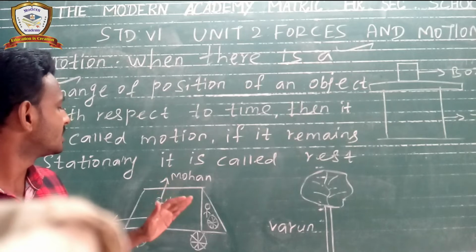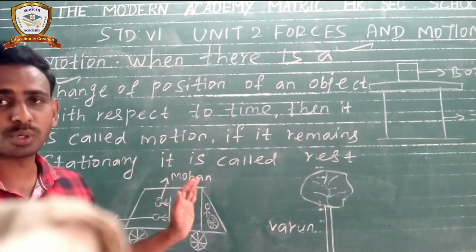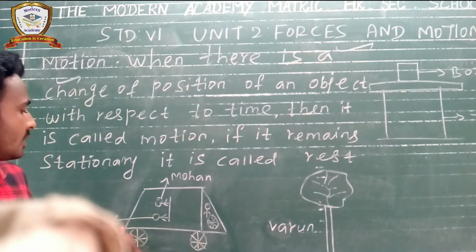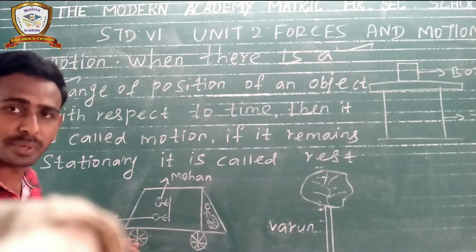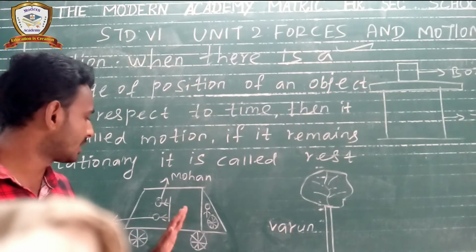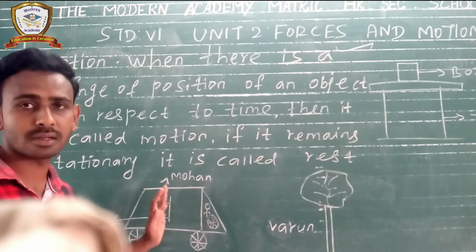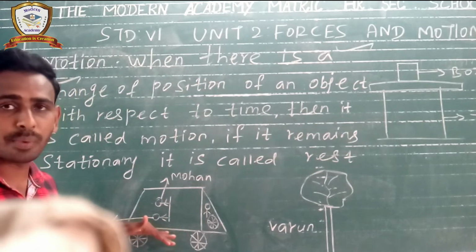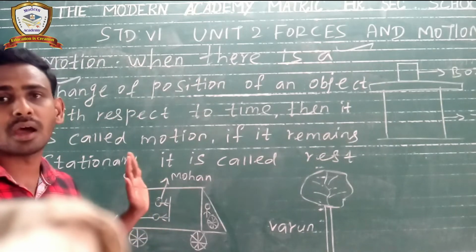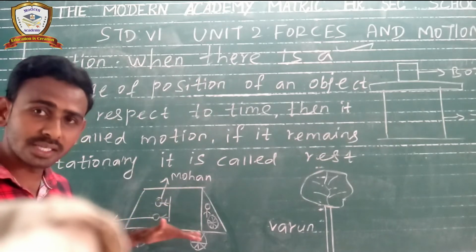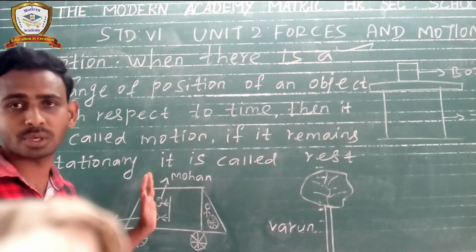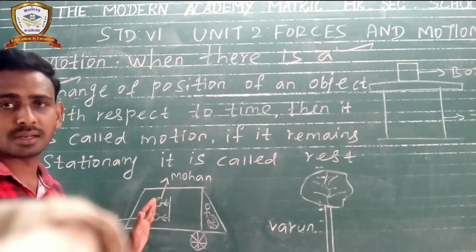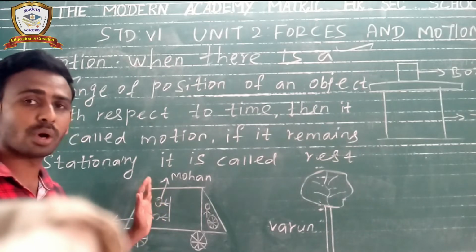So we have to analyze what is meant by motion and what is meant by rest by using this example, right? Consider first of all that the car is moving from one place to another place. At that time Mohan and Rekha are inside the car. Varun is near the tree, right? So from Rekha's point of view, Mohan is not moving, right? The car is moving, but Mohan is not moving relative to her, because both are sitting near each other, right?